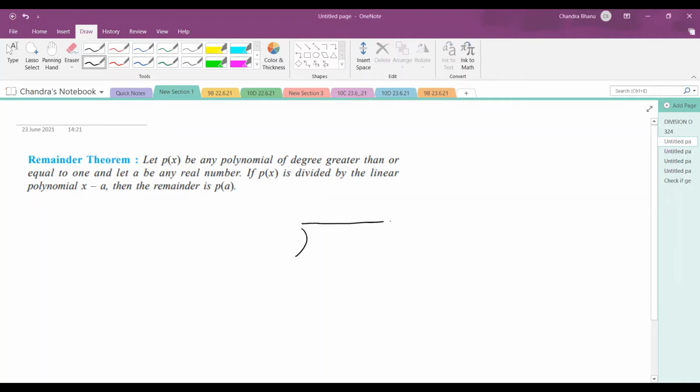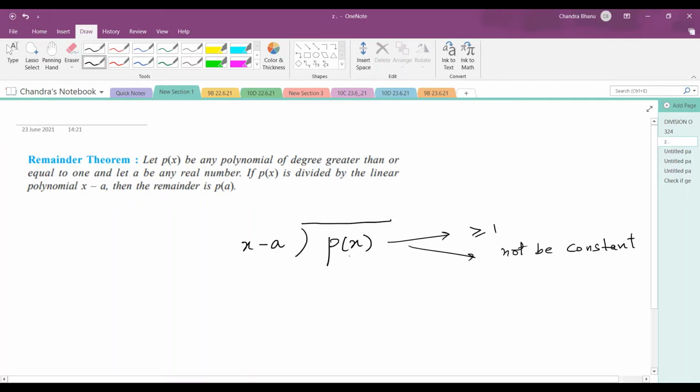It's saying that suppose I have a polynomial p(x) which is being divided by a linear polynomial x minus a. The degree of this polynomial should be greater than or equal to 1. It cannot be a constant. If the degree is less than 1, that means the degree is 0, and if the degree is 0, it means it is a constant. So it should not be a constant. It should not be any number. It should be a polynomial in terms of x and the minimum degree should be 1.